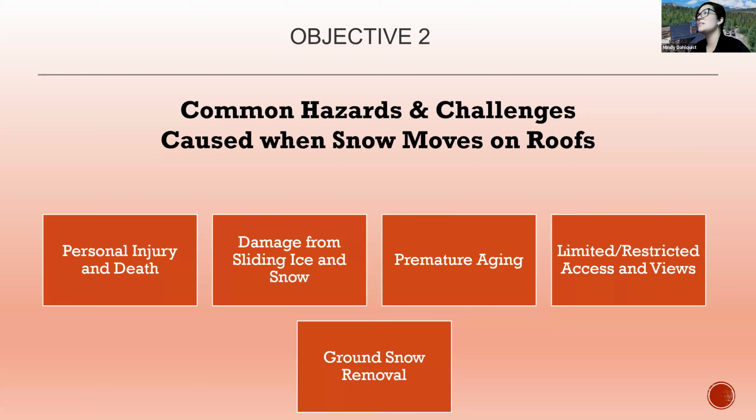So what are some of the common hazards and challenges that are caused when snow does move on the roof? So you have personal injury and death, which is going to be the most serious situation. Damage from sliding snow and ice. Premature aging. I actually had an architect ask me one time if premature aging was for the roofing material or for the homeowner. And now I always have to include that it really could be for both. The premature aging occurs on the roof surface, but if you've ever had to replace your roof early, you know that that causes a couple extra gray hairs in the process. Limited and restricted access and views, and then ground snow removal.